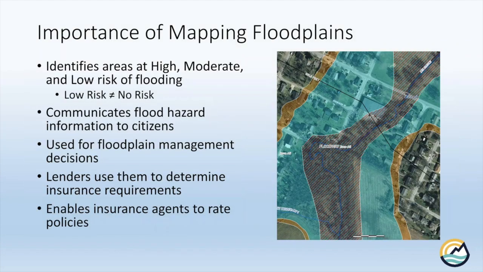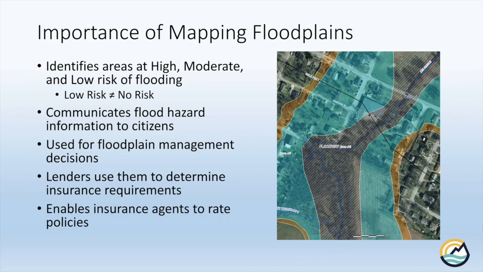So when it comes to floodplain maps, there are several different reasons why they're important. Number one, like I said, they show you where high, moderate, and low risk areas are. And notice it says low risk, not no risk. Anywhere it rains, it can flood. It's just what is the probability of that happening? It might be low, but it still can happen.